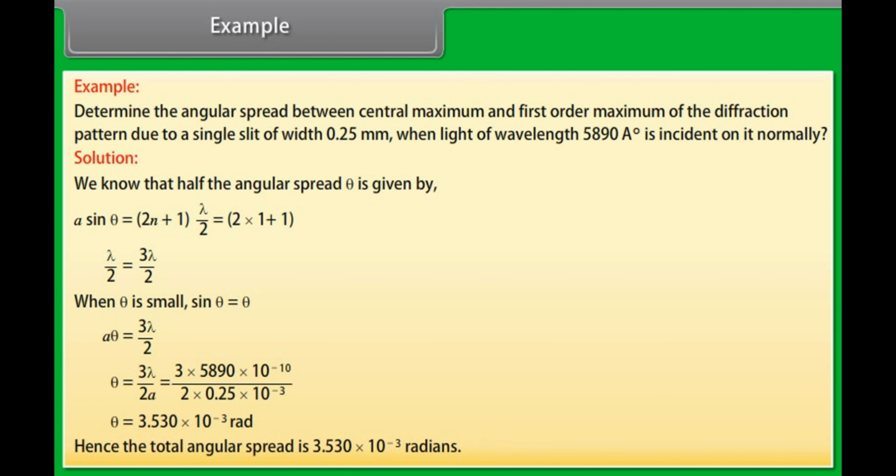radians. Difference between interference and diffraction.